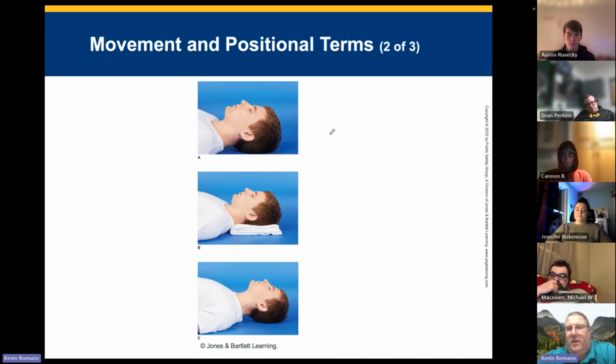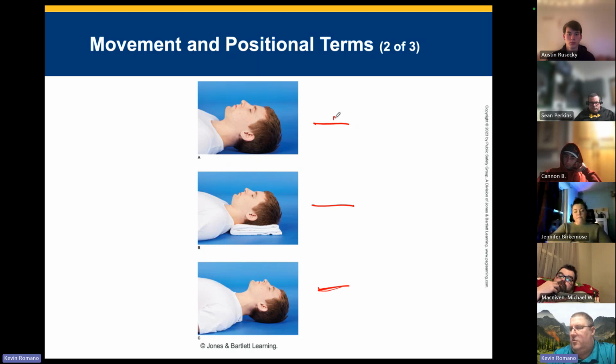Right. This picture here shows the neck in a patient found in a supine position. Supine being laying flat. A would be neutral. So this is your neutral up here, neutral inline position. All right. B shows the flexed, and this is extended down here. So neutral, flex, and extended.